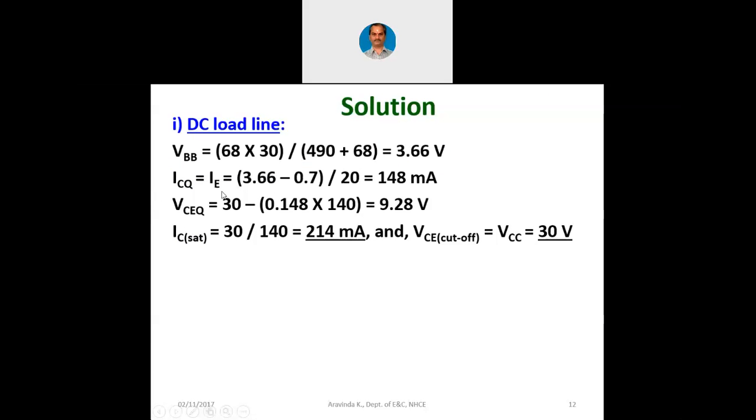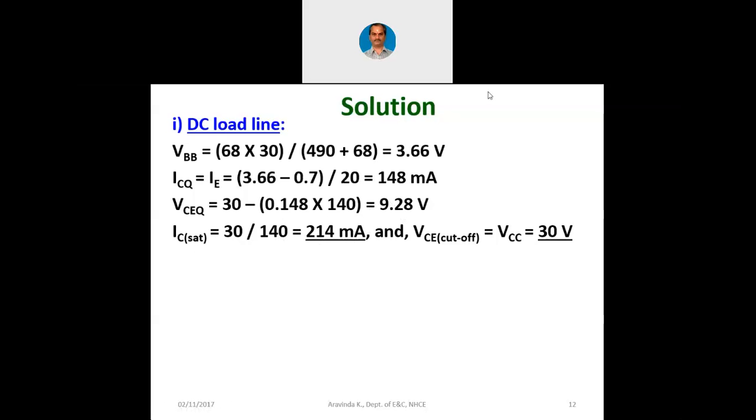ICQ is IE is equal to 3.6 minus 0.7, VBB minus 0.7 divided by 20, that is 148 milliampere. When we calculated VBB, actually we had ignored the base current, going for the approximate solution. So ICQ we have found out, that is 148 milliampere. VCEQ is 30 minus same ICQ into that RC, 0.148 into 140, we got 9.28 volts. IC SAT is 30 divided by 140, that is 214 milliampere.